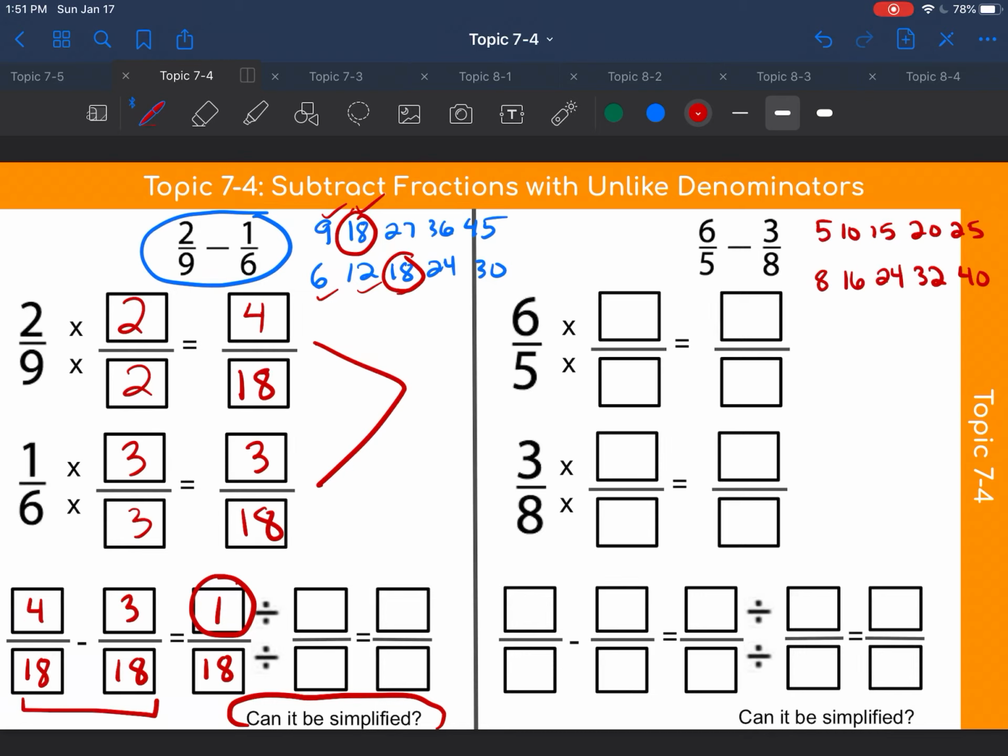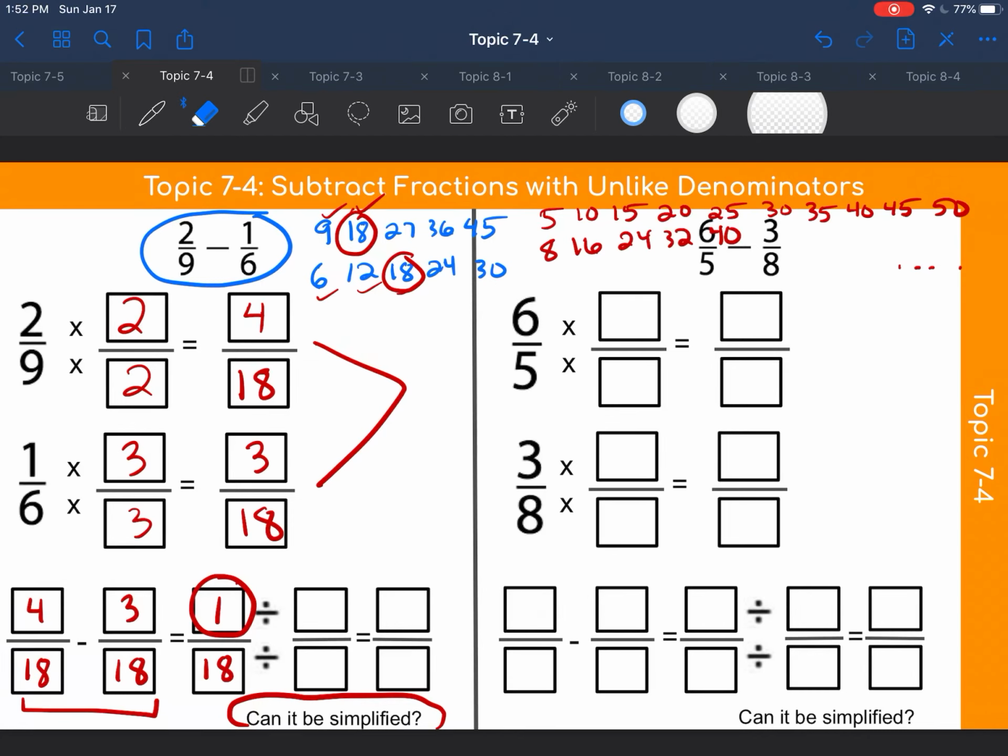Well, it looks like after listing the first 5 multiples of each, we don't have a common multiple yet. That means that we have to keep going. In this case, I'm going to extend this a little bit. So I'm going to rewrite these over here: 25, 30, 35, 40, 45, 50. Then we have 8, 16, 24, 32, 40. Do we have to keep going? No, because if we extend the multiples of 5, the lowest number they have in common is 40. So our lowest common denominator is 40.